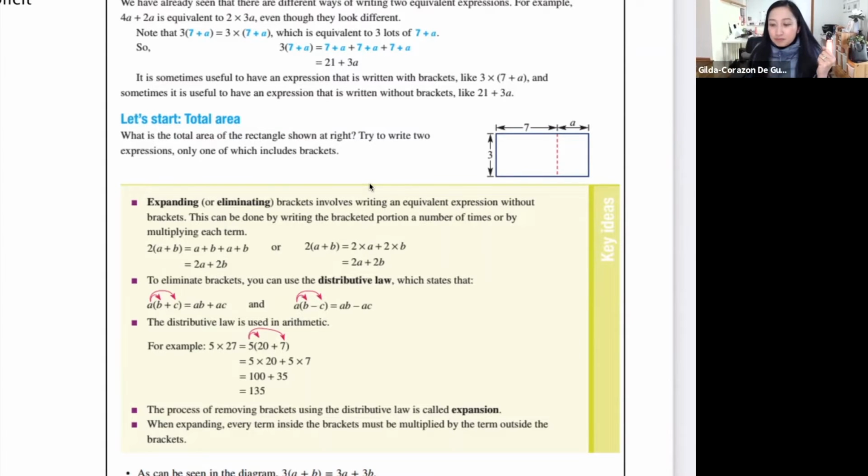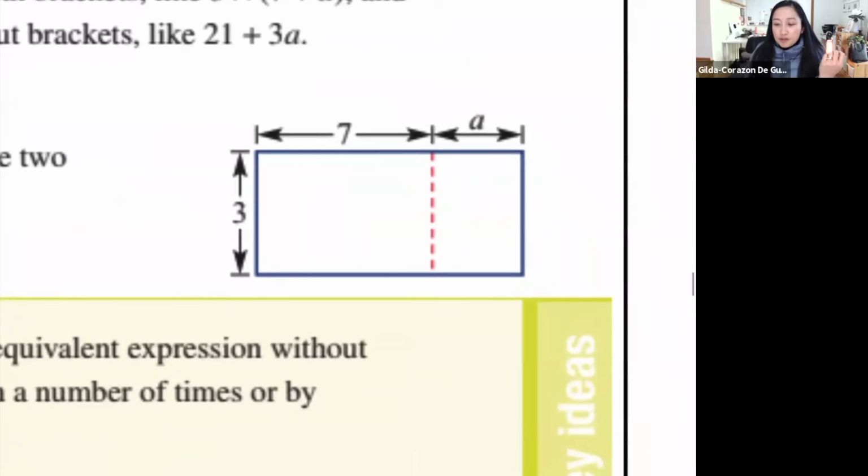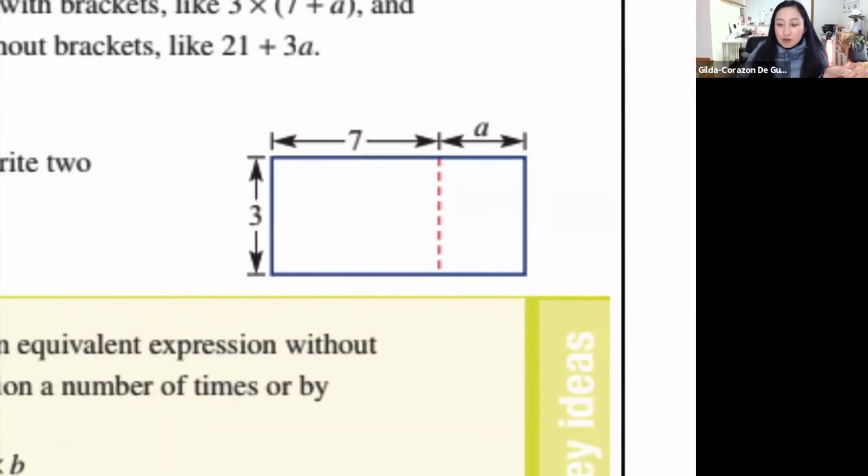equivalent. Okay, when we multiply two things together, we could probably show that in area, just like in this picture here. So if we are to get the area of that rectangle, we can say that the horizontal length would be 7 plus a, right? And then the vertical length would be 3. So if we want to get the area of this rectangle, we would want to multiply 3 by 7 plus a, right? Now, how are we going to do that?